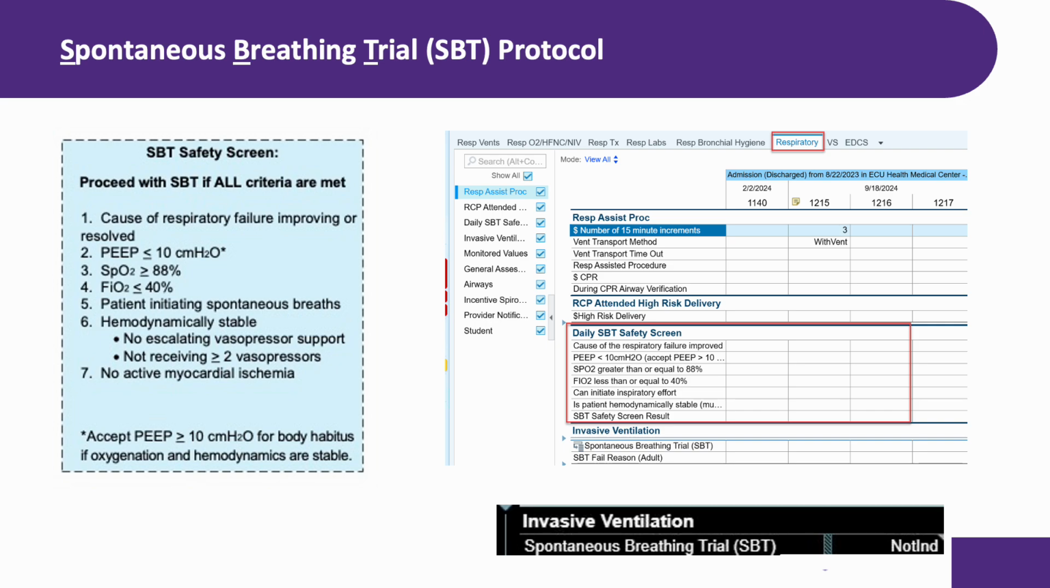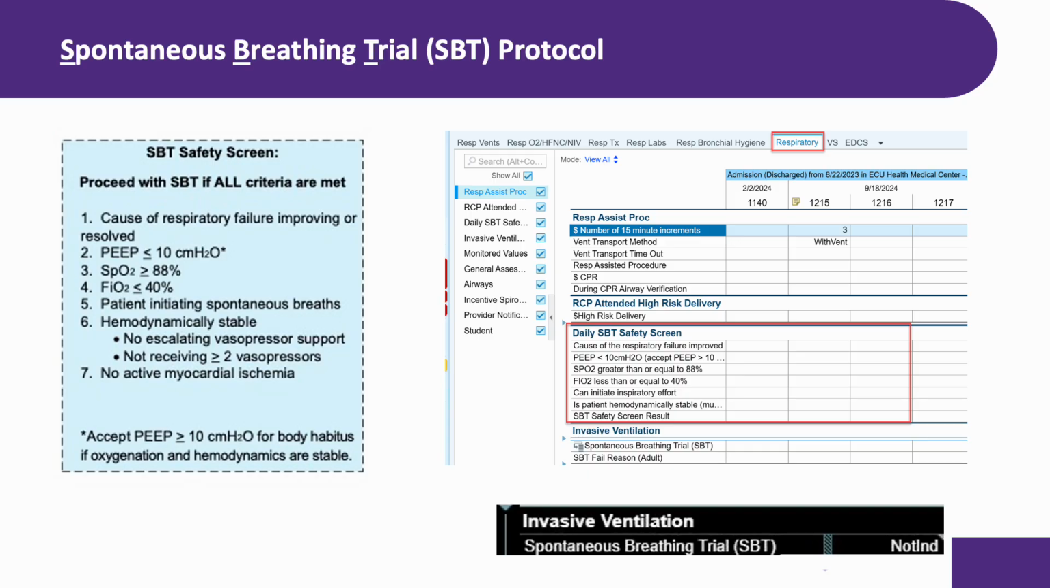So why does this matter so much? Because this documentation creates a visible trail that shows that we are screening every day. When quality teams, regulatory, and our own leadership review our charts, they can see we assess the patient, we apply the criteria, and we made a clinical determination. Even if the answer today is not indicated or hemodynamics were unstable, that documentation demonstrates that we are following the bundle and the patient was not overlooked.